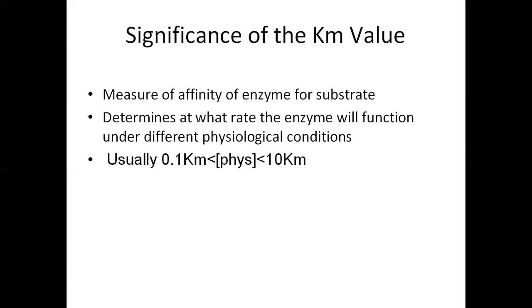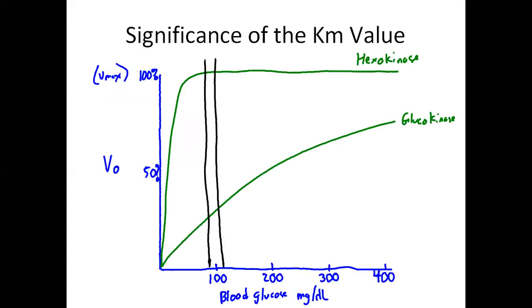A graph of two enzymes illustrates this point very well. This graph is a plot of velocity as a function of blood glucose concentration. The physiological concentration of blood glucose is around 100 milligrams per deciliter, as illustrated by the black lines. The enzyme hexokinase, the upper green, is maximally active throughout the physiological blood glucose range. It's operating at 100% activity.